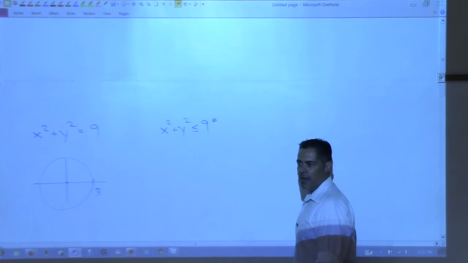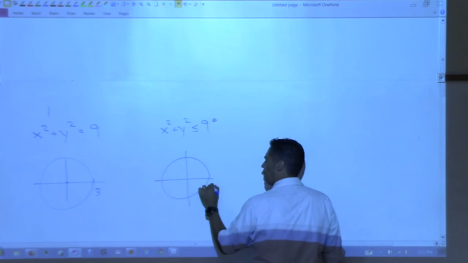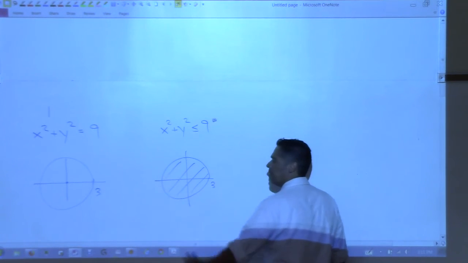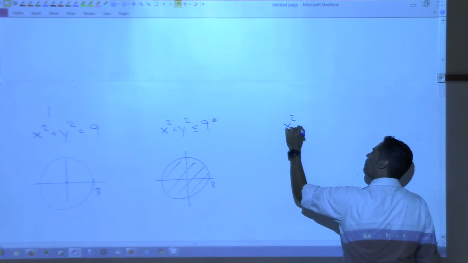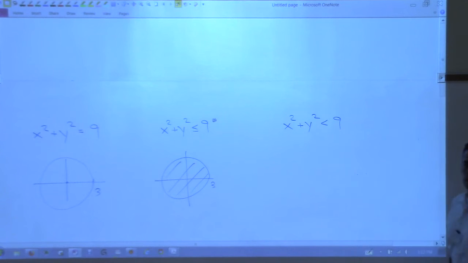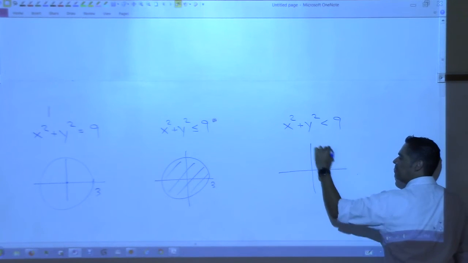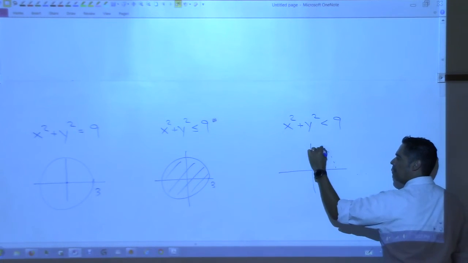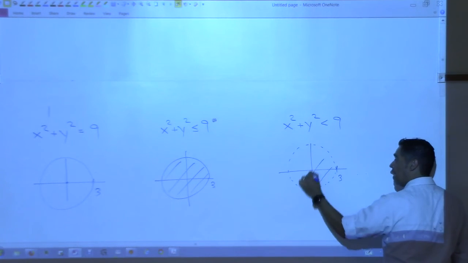And inside, all the way down to nothing. A disk. Yeah, so it's this, but not the edge. So I'd do something like this, but everything in it.